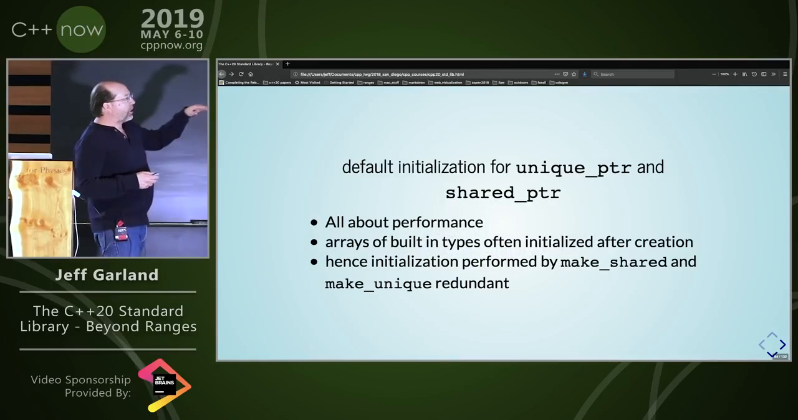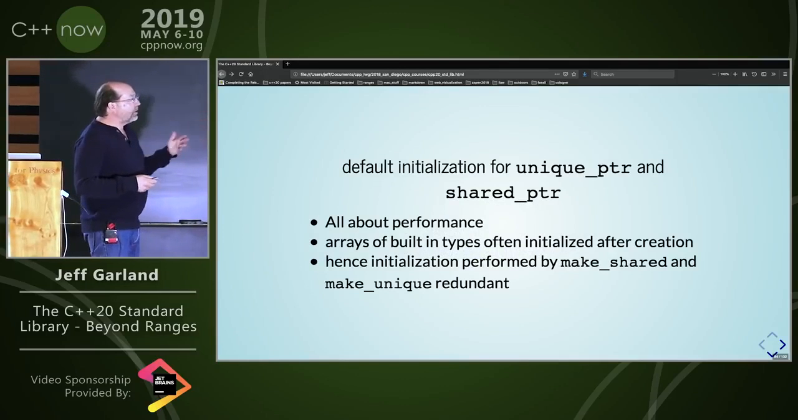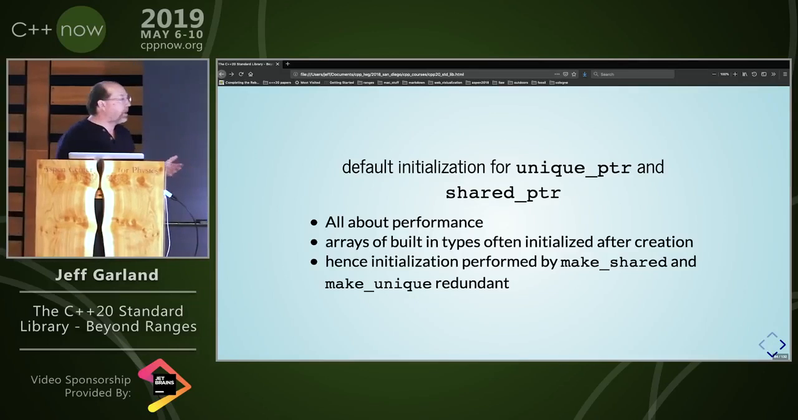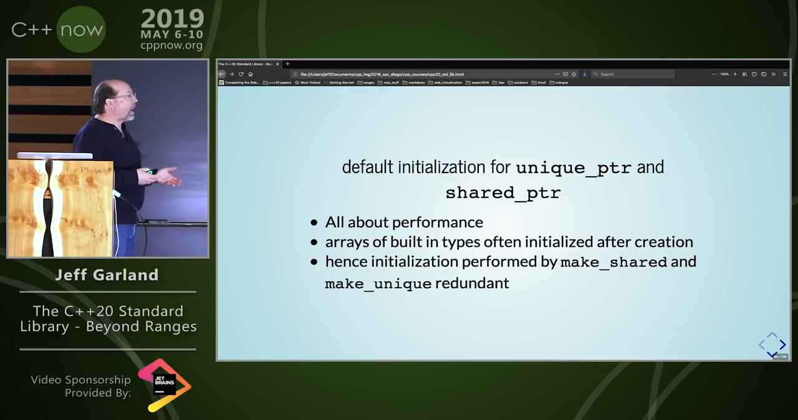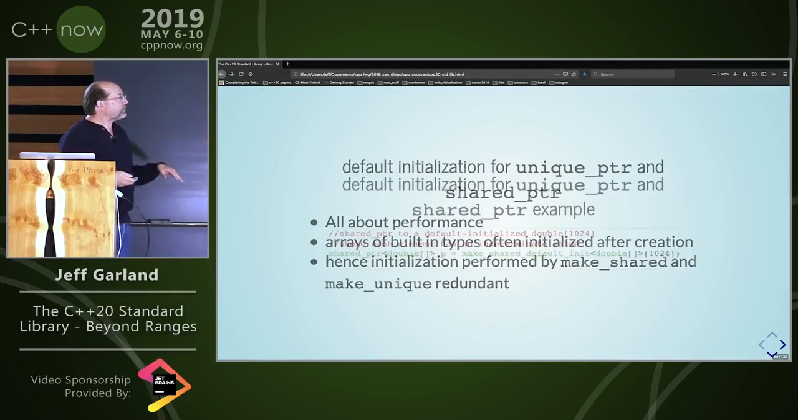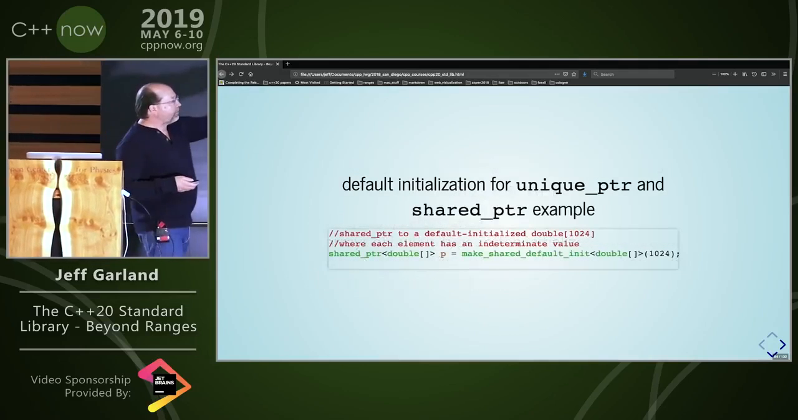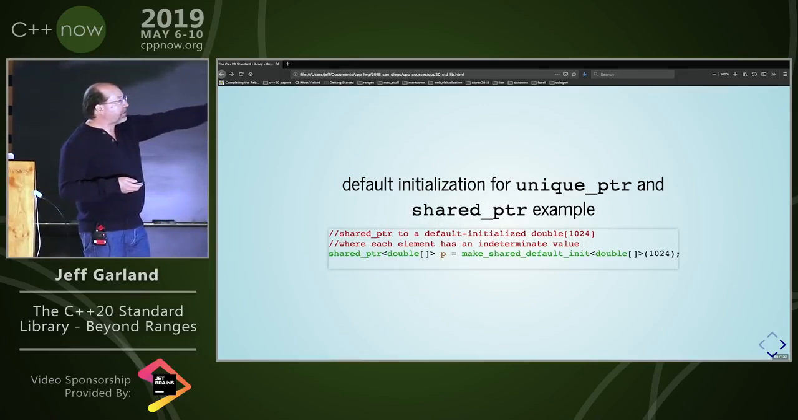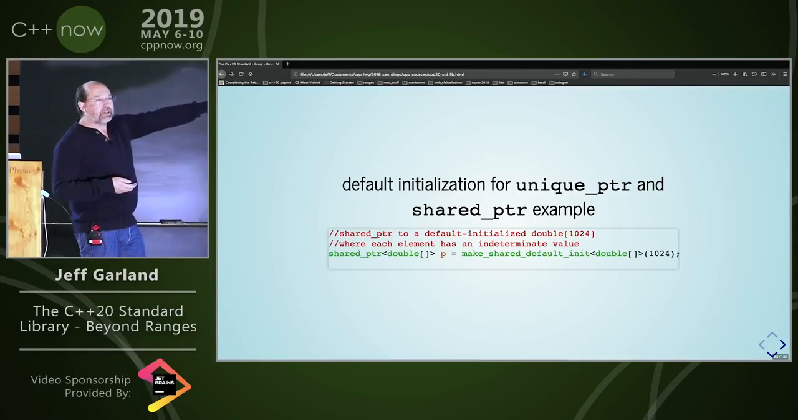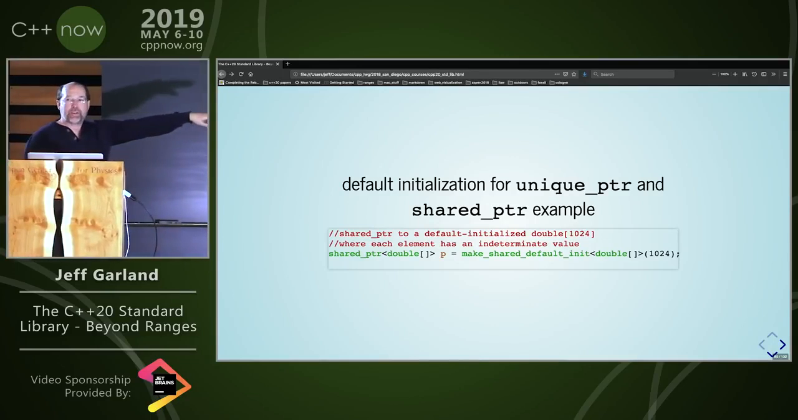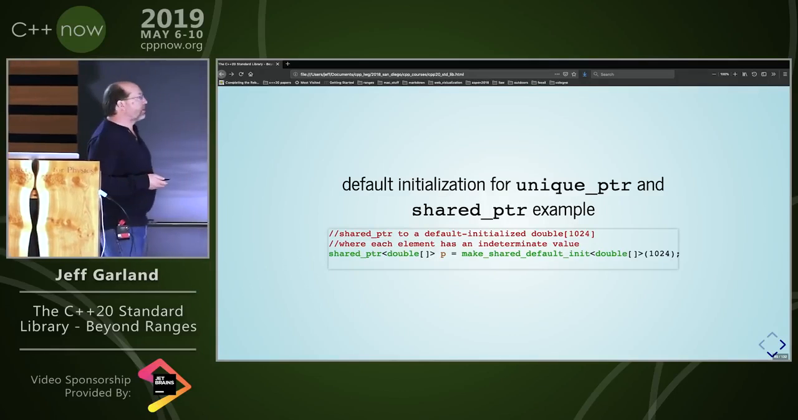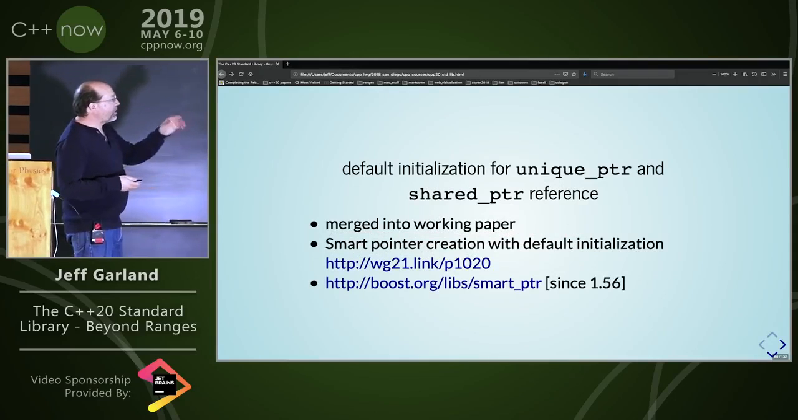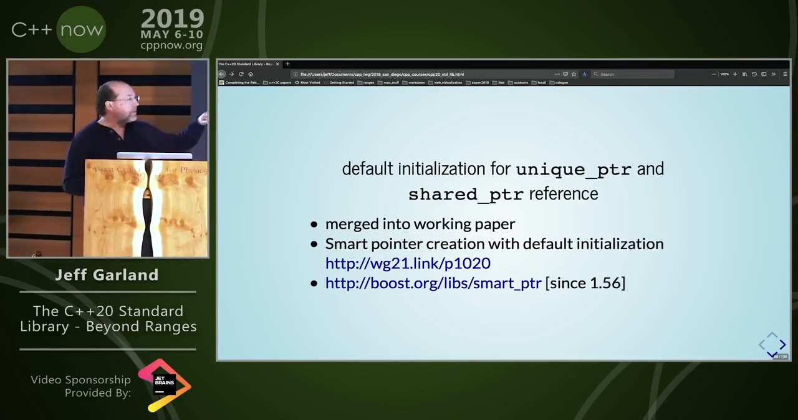Another change to the shared pointer is allowing for default initialization. This case comes up especially when you have array types and you're going to initialize them right after you make them. In that case, you do not want the default initialization that you have of make_shared or make_unique. So here's what it looks like. You call this make_shared_default_init. So that buffer of 1024 doubles that you just made will not be initialized in any way, shape, or form. Okay? It's just going to give you the memory for it. And now it's your responsibility to go initialize that memory and use it appropriately. So this one is merged. Boost Smart Pointer supported it since 1.56.